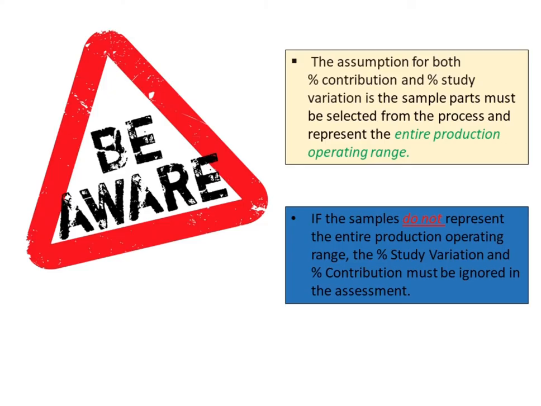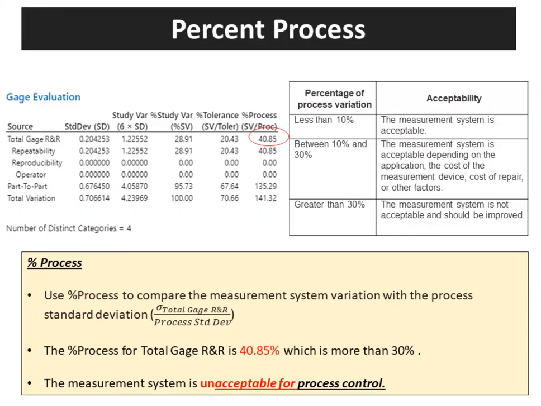However, the assumption for both percent contribution and percent study variation is that the sample parts must be selected from the process and represent the entire production operating range. If the samples do not represent the entire production operating range, the percent study variation and percent contribution must be ignored in the assessment.